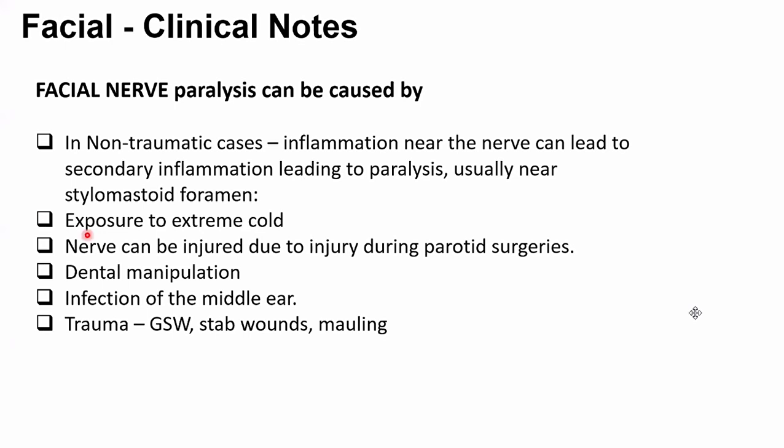Exposure to extreme cold, probably for 30 to 50 years of exposure, can eventually cause facial nerve paralysis. The nerve can be injured during parotid surgeries. In cases of mumps, hypertrophy or tumor of the parotid, we have to remove the parotid gland, and there are cases where you can actually injure the facial nerve. Then one has to do a very careful surgery when we remove the parotid gland.